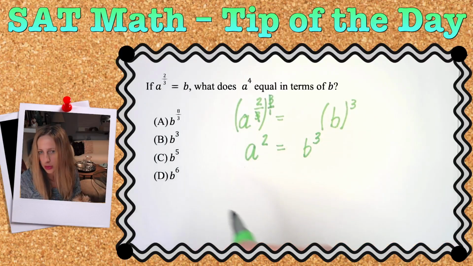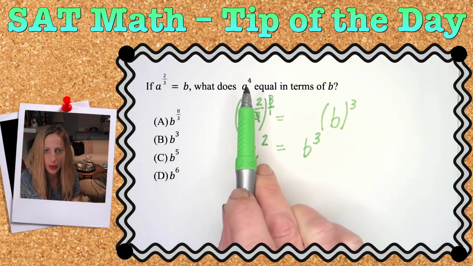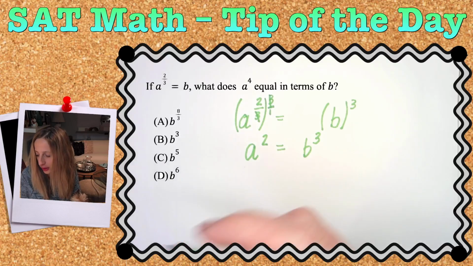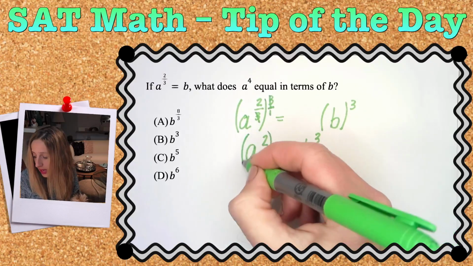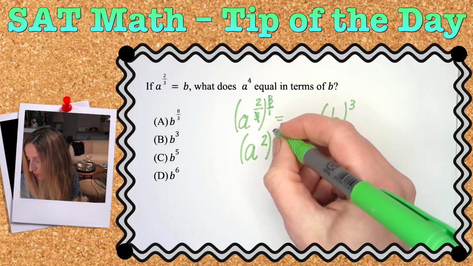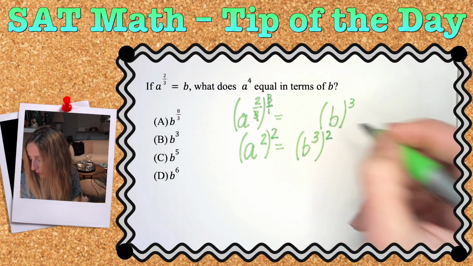So I'm one step closer to my goal. I want to know about a to the 4th power. Could I have done this all in one step? Absolutely. But I'm just breaking it down for everybody so that we're being fair, so everyone understands. So now I'm going to raise both sides to the 2nd power, because again, when you do power of a power, you multiply your exponents. So I'm going to raise both sides to the 2nd power.